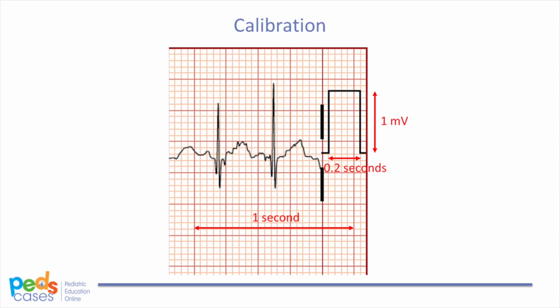In standard calibration, each 10 mm upward deflection in the recording represents 1 millivolt, and each 25 mm in the x-axis represents 1 second. The calibrations may be adjusted by the technician for various reasons, so you must recognize these adjustments to correctly interpret the ECG.